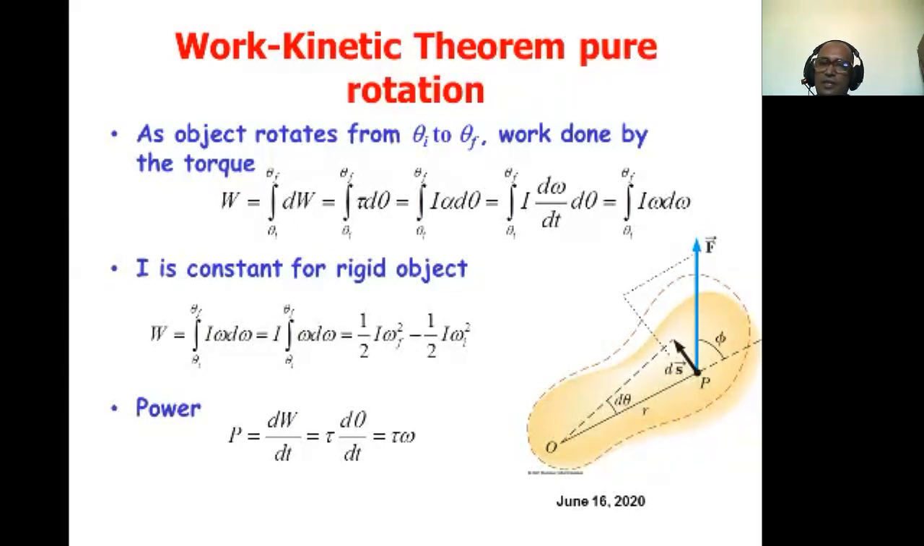In the case of linear, we consider F. In the case of rotational, we consider tau. In the case of linear, we consider V. In the case of rotational, we consider omega. So this is the interrelation. Power is definitely the work done per unit time, so it should be the same, but its form, the transformation from linear to rotational, is different.